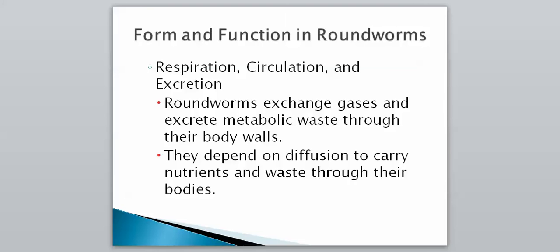For respiration, circulation, and excretion, roundworms will exchange gases and excrete metabolic waste through their body walls. That's just how all the other animals have done it, with their cells being very close to the external environment. They depend on diffusion to carry nutrients and waste through their bodies. This is nothing new from the other groups we've talked about. Substances simply travel from areas of high concentration to areas of low concentration, so there are no major circulatory systems to carry that out.